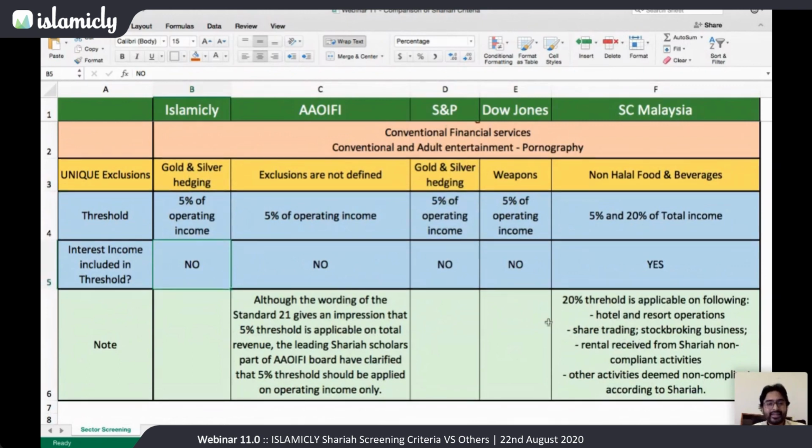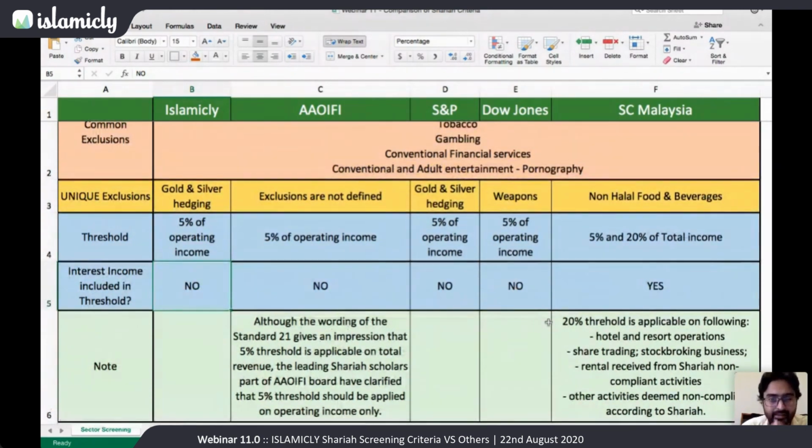Right? Now, this all leads to certain differences in the output of companies being classified as compliant or non-compliant. But since the criteria is not very different, this specifically should not lead to a lot of differences in classifying a company as compliant or non-compliant.